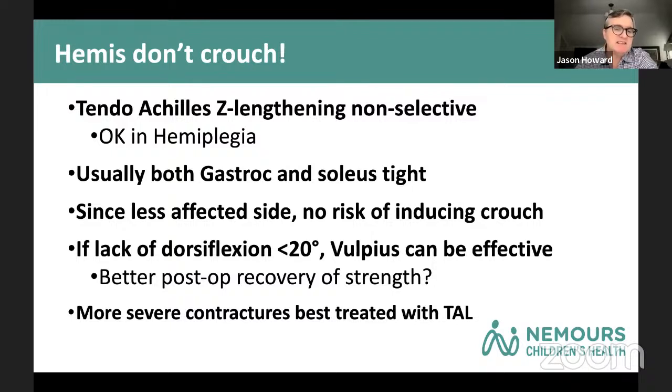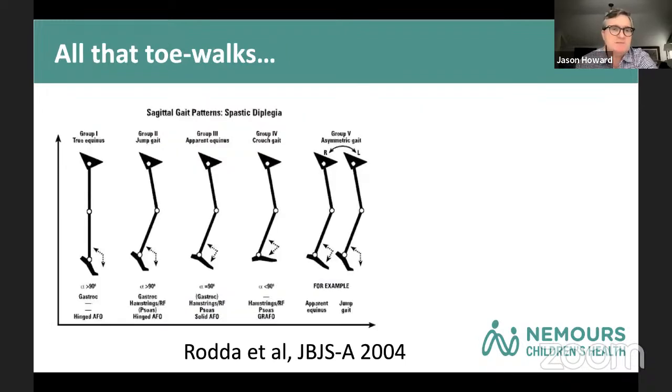But in those cases, at least both the gastrocnemius and the soleus are tight. So if you have a lack of dorsiflexion of less than 20 degrees, the Vulpius can be very effective and probably gives you better post-op recovery of strength. And more severe contractures you can treat with a tendon Achilles lengthening. I think that's perfectly fine.